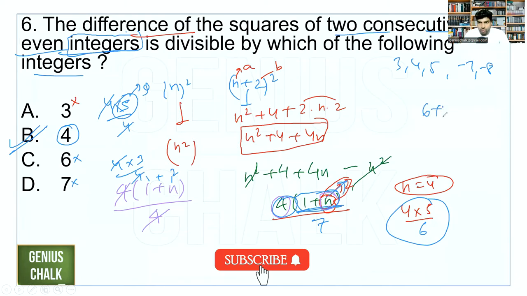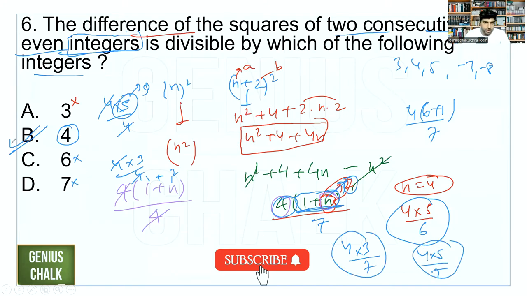Fine, but what about the other values? You take n as 6, then it is cancelled by 7. But what about n value 2? What about n value 4? If you take 2, it is 4 into 3 by 7, not divisible. If you take n as 4, it is 4 into 5 by 7, again not divisible. So what is the answer, guys? The answer is the fourth option. So this is the traditional way to solve this question.